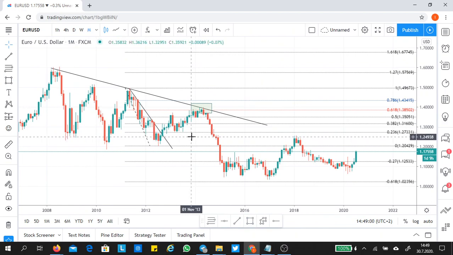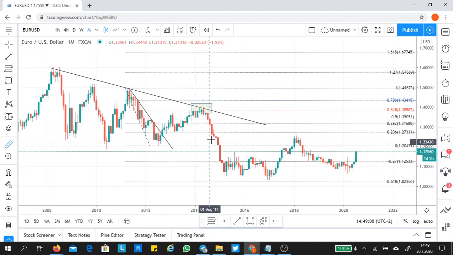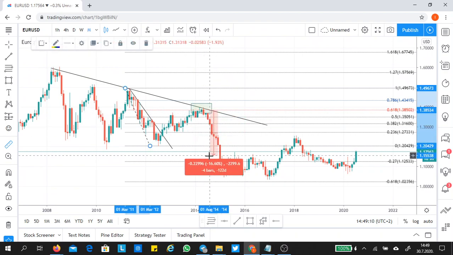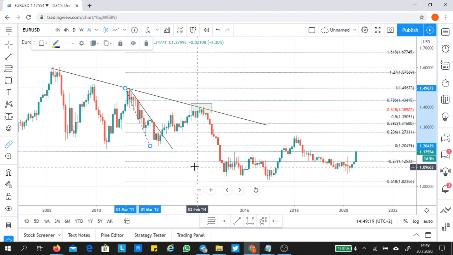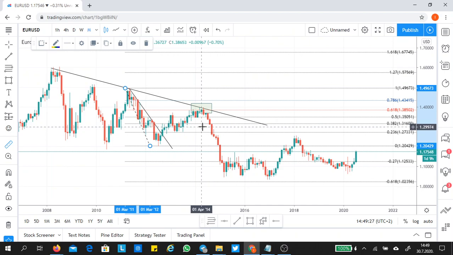You can also notice that the time to develop this short trade and the down move of again almost 3,000 pips was 1, 2, 3 months. So you had to wait for 3 months to be sure that this will continue to go down.